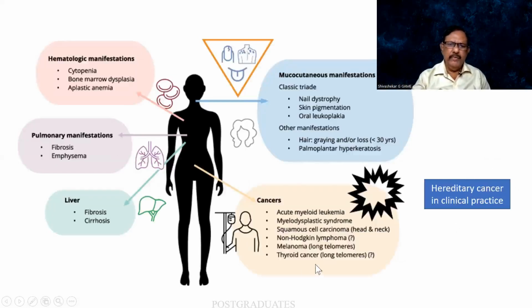These are all the various features given in a diagrammatic way, which again I would like you people to go through. See what happens in the bone marrow. There can be cytopenia, dysplasia, aplastic anemia. Or in the lung, there can be fibrosis and emphysema. In the liver, obviously, there is fibrosis and cirrhosis. Mucocutaneous, we have already seen. And there can be alopecia also. Various cancers have been linked to a defect in the telomerase action.